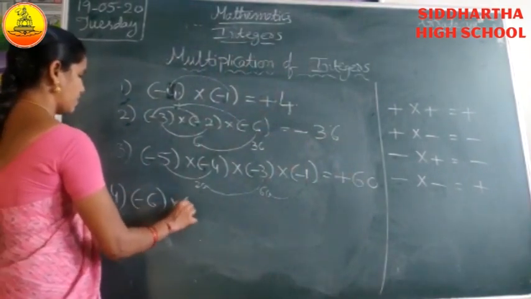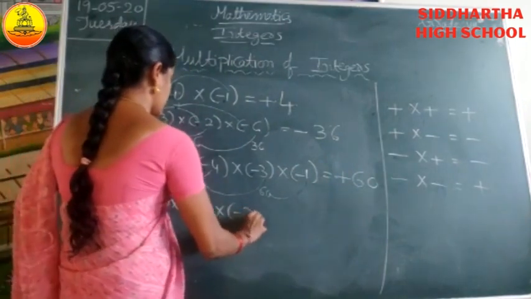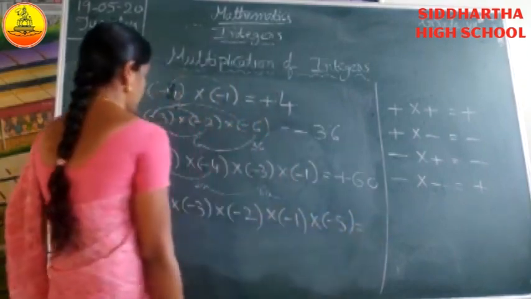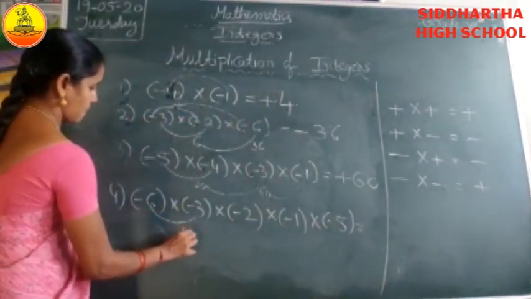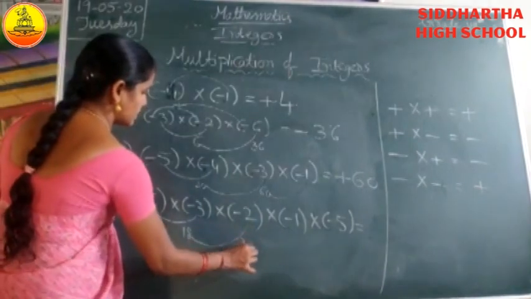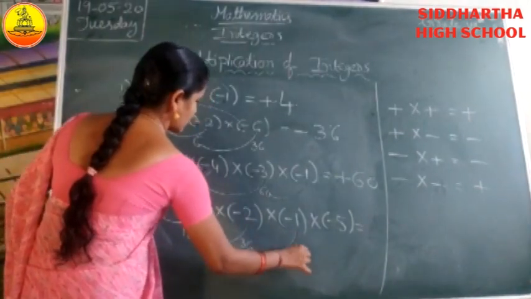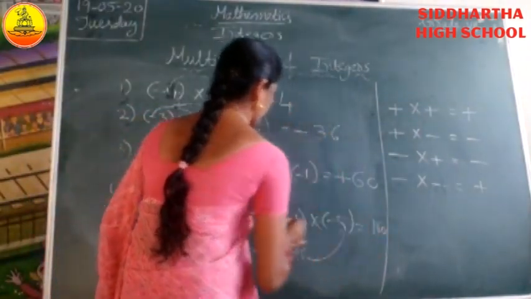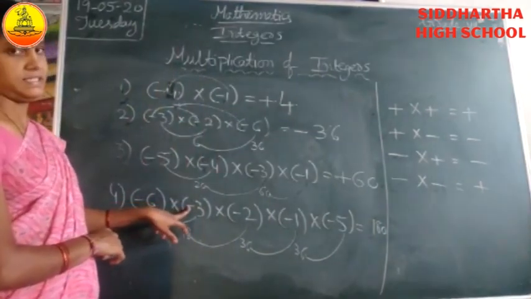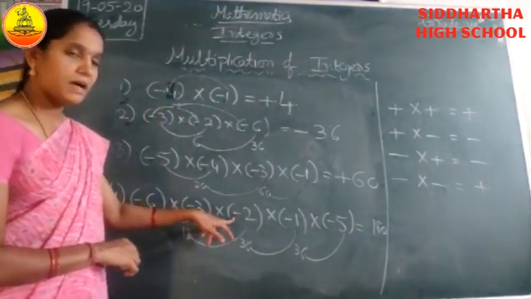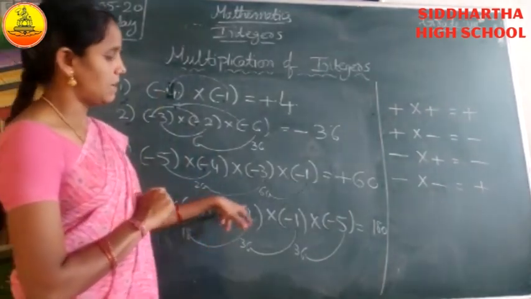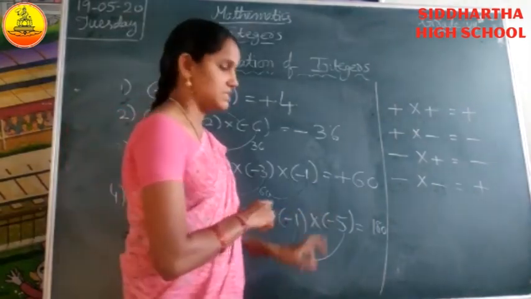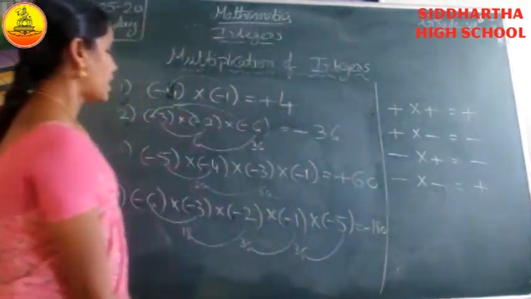Next, minus 6 into minus 3 into minus 2 into minus 1 into minus 5. 6 3 is 18. 18 into 2, 36. 36 into 1, 36. 36 into 5, 180. Minus into minus, plus. Again you got here plus. Plus into minus, minus. We got here minus. Minus into minus, plus. Up to now we got here plus. Plus into minus, minus.